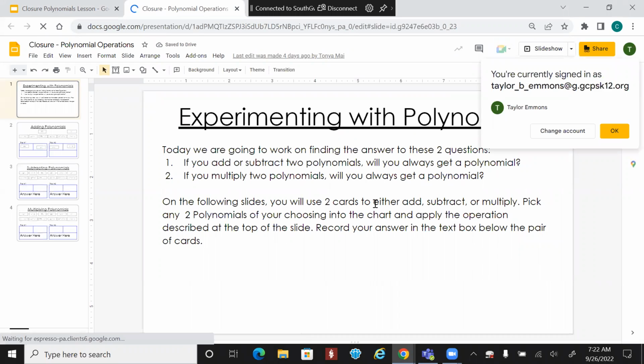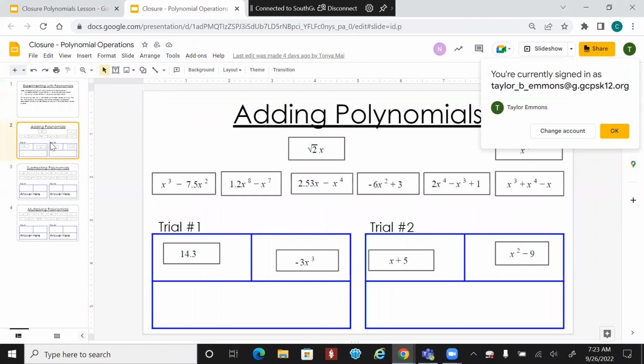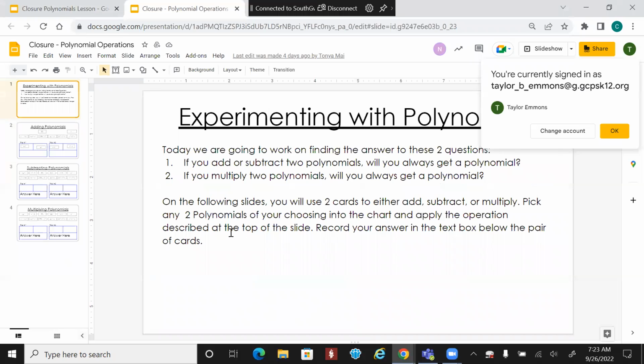All right, so today we're going to work on finding the answer to these two questions. If you add or subtract two polynomials, will you always get a polynomial? If you multiply two polynomials, will you always get a polynomial? I don't think you have this one in your packet. Okay, we're not going to spend a whole lot of time. Okay, so adding polynomials. On the following slides, you're going to use the two cards to either add or subtract or multiply. Pick any two polynomials of your choosing in the chart and apply the operation described at the top of the slide. Record your answers in the text box below the pair of cards.